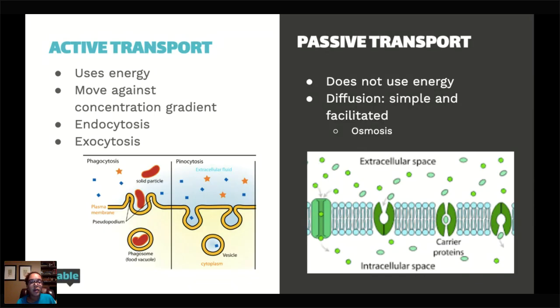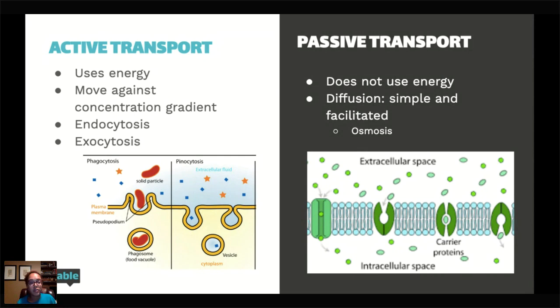So you have some different types of active transport. These are not all of the types, but these are some specific ones. You have endocytosis, which is pretty much taking things into the cell, right? Endo usually means in, versus exo, which means out or expelling.